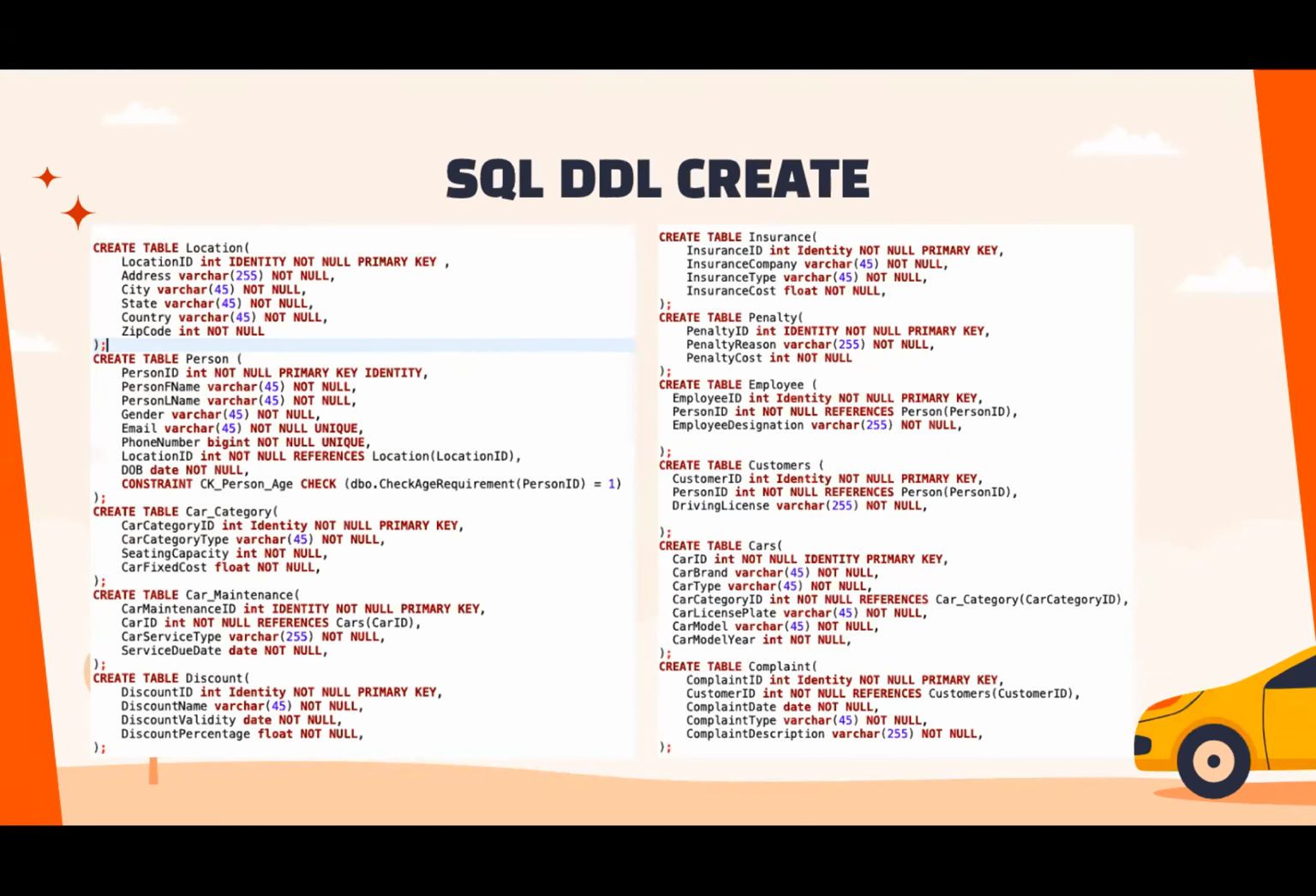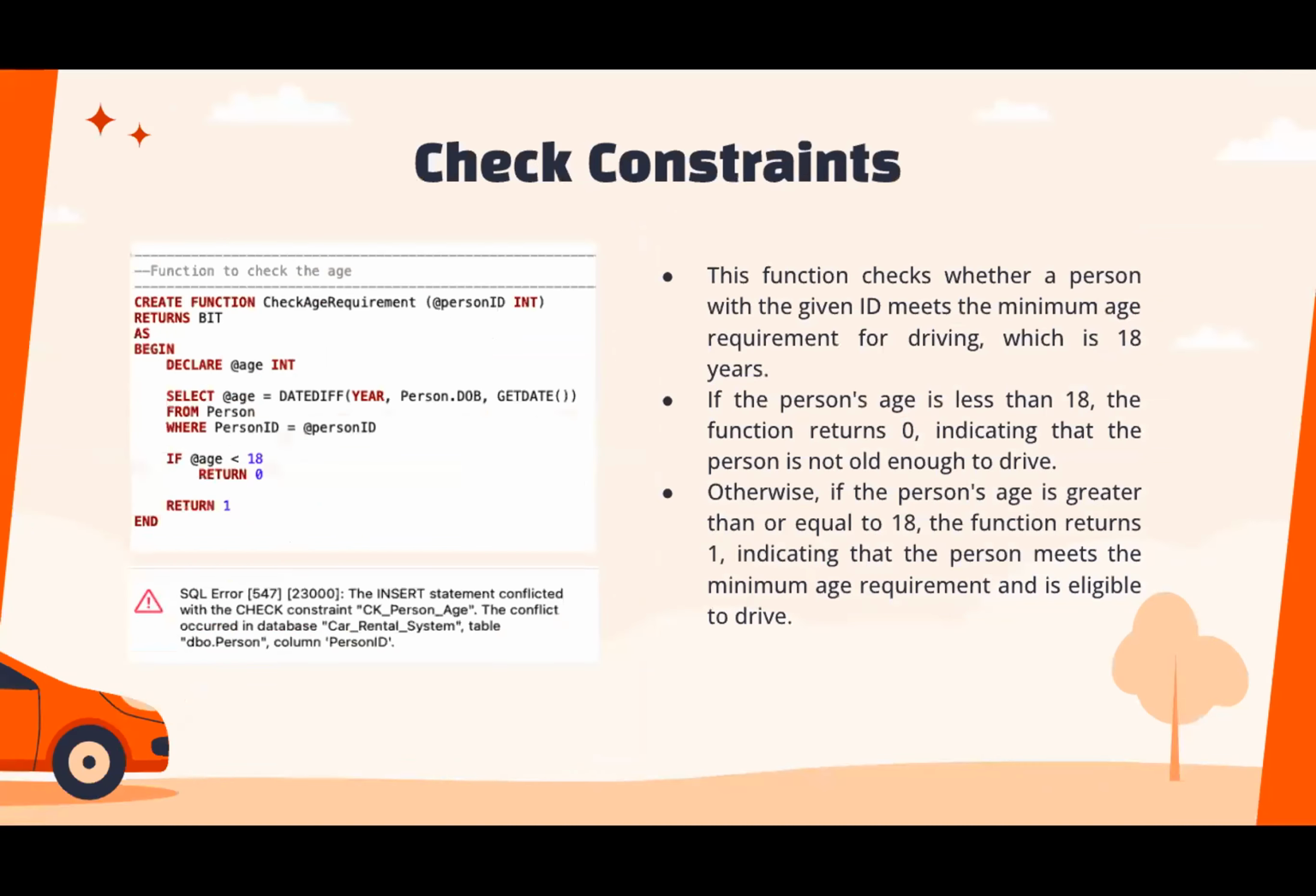Here we have a check constraint on the person table, which checks whether a given person meets the minimum age requirement for driving, which is 18 years. And the function for checking the age requirement is given in the following slides.